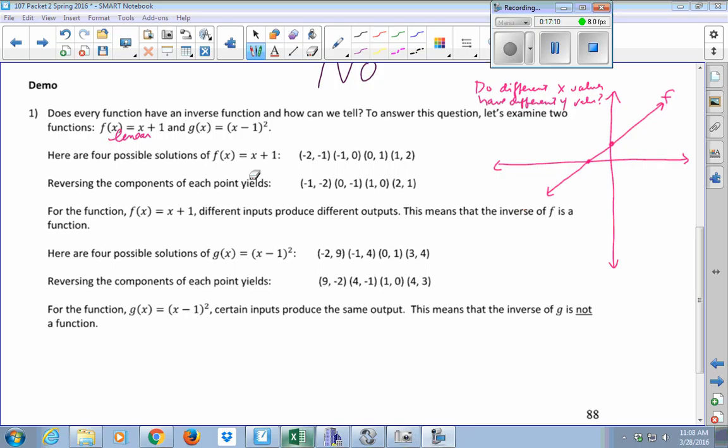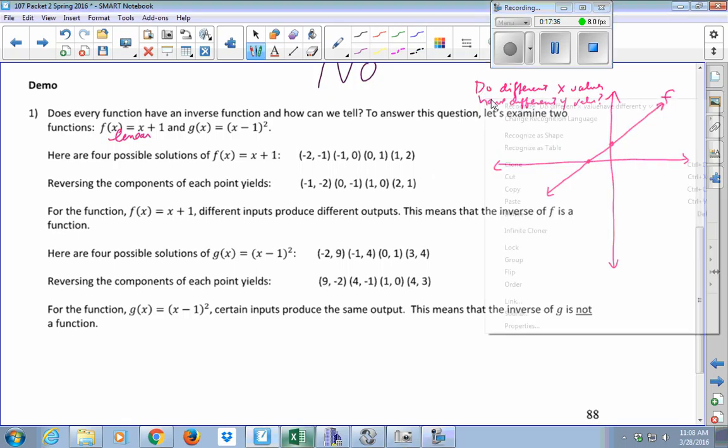Okay, so here are 4 possible solutions for this function. Here would be 4 ordered pairs that solve this equation. If I put negative 2 in for x, out pops a negative 1, vice versa. So here are 4 ordered pairs. If I reverse the components, I get this. So for different inputs, I have different outputs. So this means the function is 1-to-1. Okay?